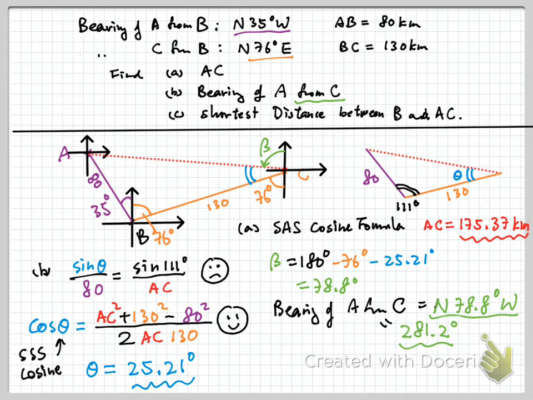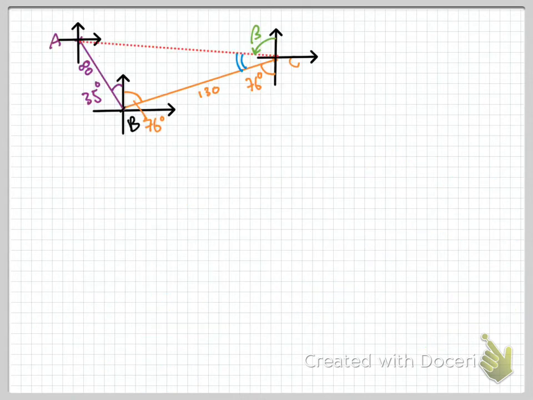Now let's take a look at the final part. Find the shortest distance between B and AC. All right, shortest distance between B and AC, part C. Now, how do you find the shortest distance between 2 points? It's simple. Between 2 points is the straight line.